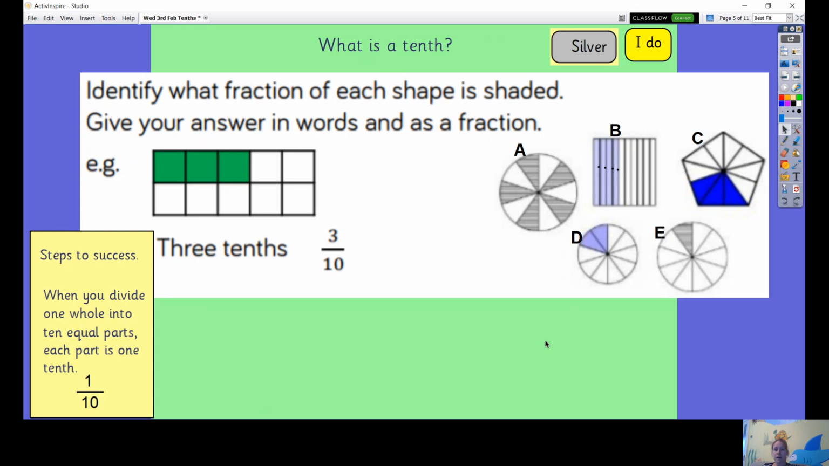So can you pause here and do the same for A, B, C, D and E? You don't need to draw the shapes in your book. Just write A equals, B equals, like that. I'm going to write it in words and as a fraction. Off you go.